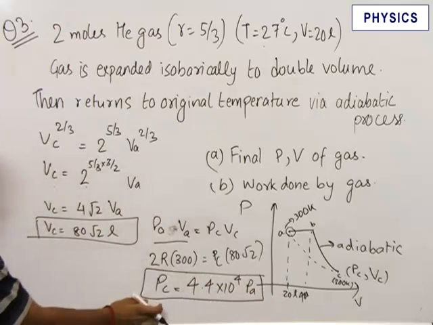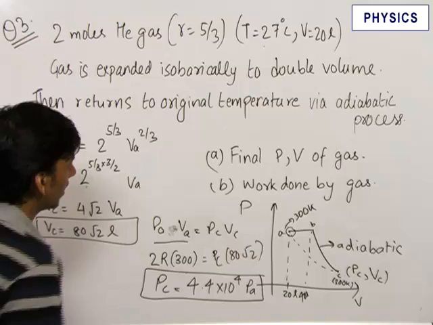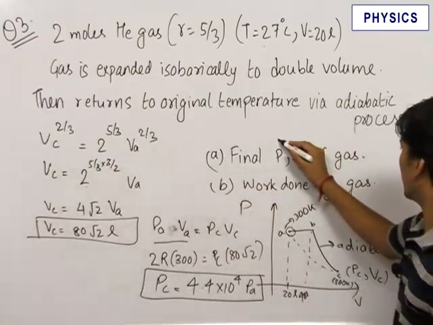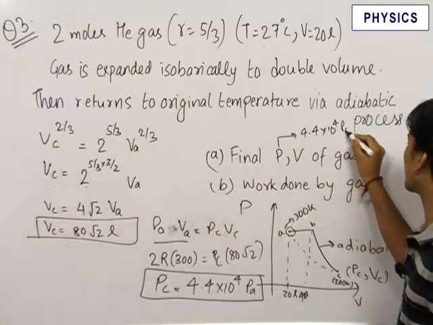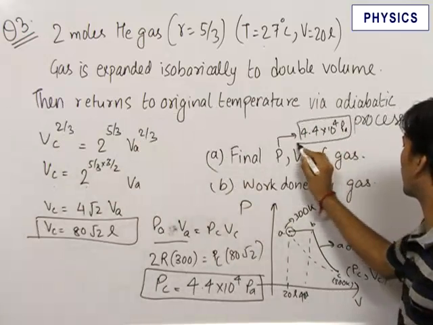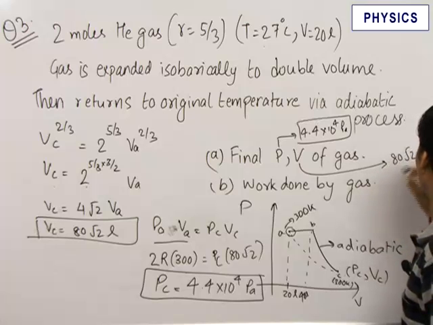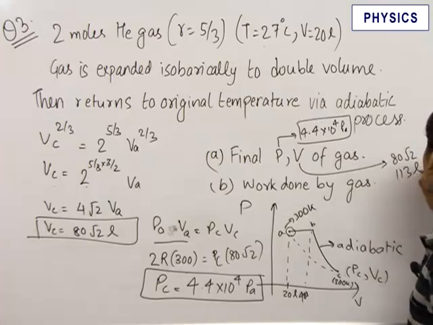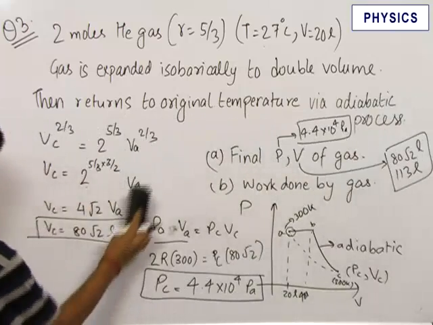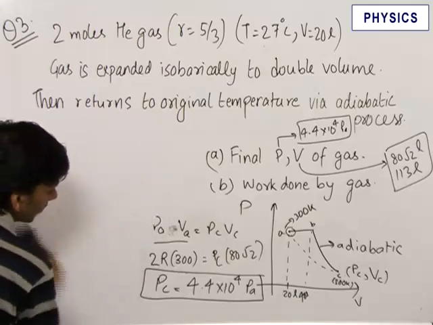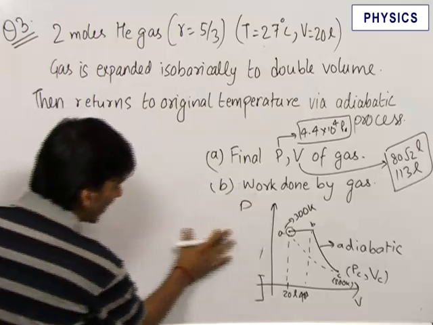So we get the value of PC and VC. Now we need to find out the work done by the gas. Let us write the answers over here. This is 4.4 into 10 raised by 4 pascals. This is 80 root 2, that is around about 113 liters. So now we solve for work done by the gas. So we now need to find out the work done by the gas.